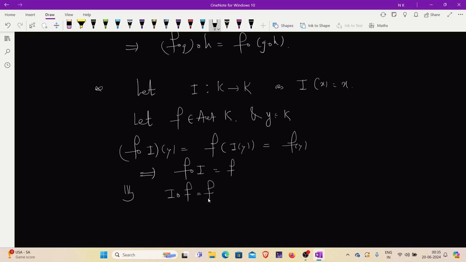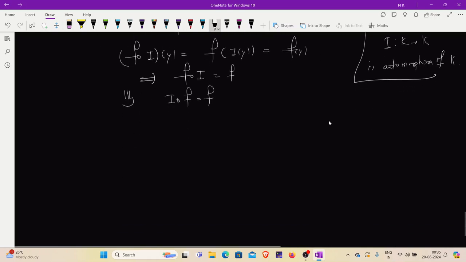So I acts as the identity element of Aut(K), and it's not a tough job to verify that I is itself an automorphism. So I'll skip that part here, that I from K to K, which is the identity map, is an automorphism of K. That is very simple to prove, as we have done in the previous case as well. So we can easily apply those ideas here to verify this.